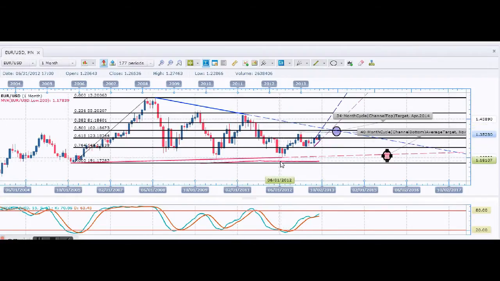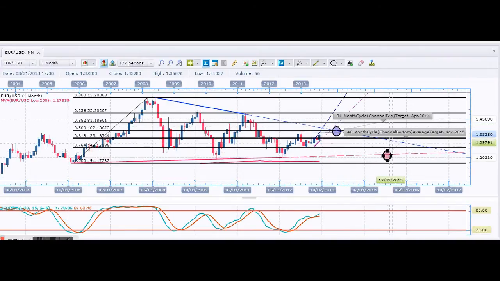So 1, 2, the average of these two distances, this major one and then this smaller one, gives us roughly 40 months, or 40 periods on a month chart. So it would take us to this moment here, which is November 2015, the center of this. So we go up and down.